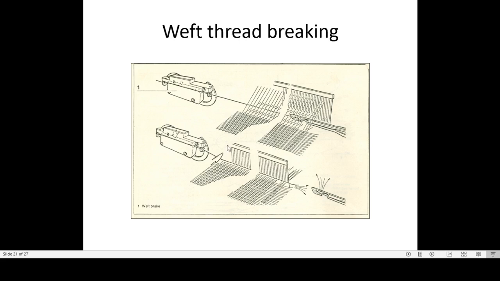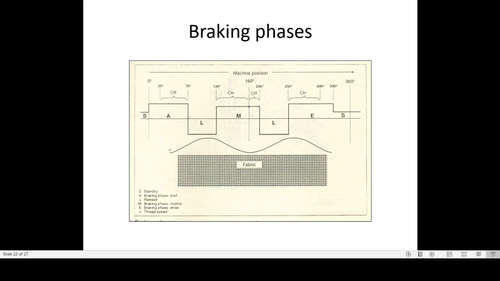So see here how it is working. This is the width of the fabric, and this is the weft inserted here. See here, the velocity of the weft increases, and when the weft comes to the center of the shed, the weft speed reduces. Again the weft speed increases, again it reduces.